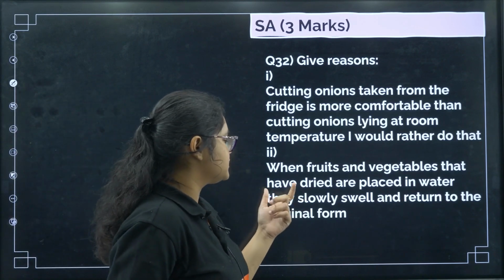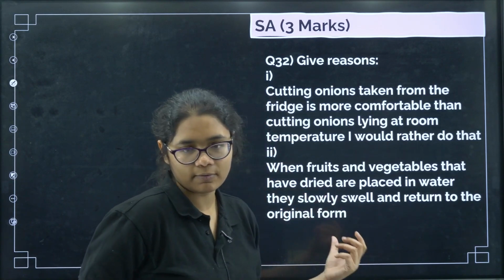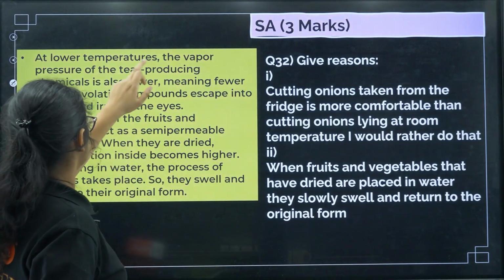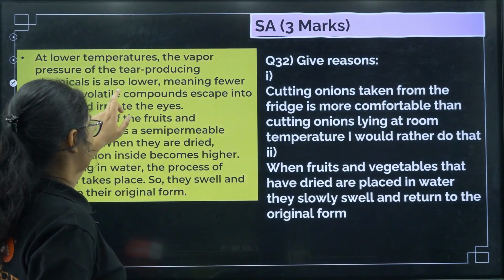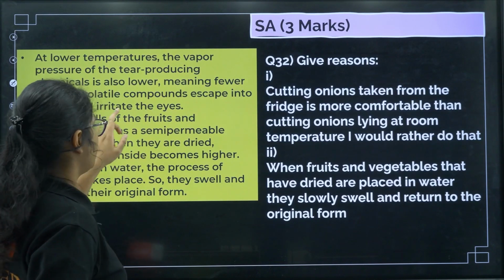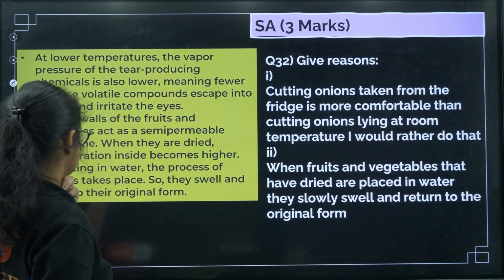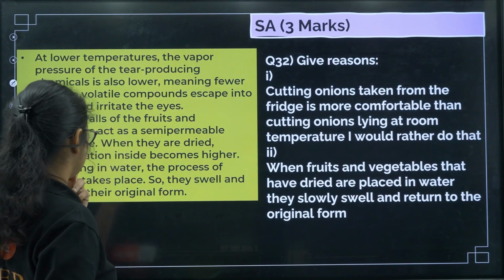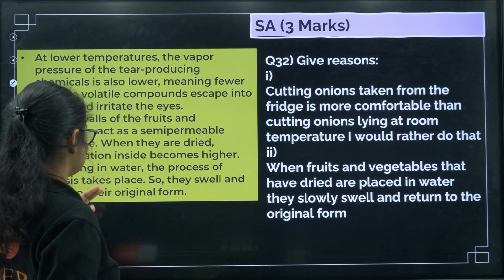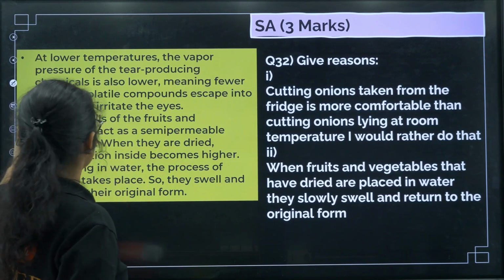Next, when fruits and vegetables are dried and placed in water, they slowly swell and return to their original form. This is due to endosmosis. Okay. So, you can see here at lower temperature, the vapor pressure of the tear producing chemicals is lower, meaning fewer of these volatile compounds escape into the air and irritate the eyes. Next one, the cell walls of the fruit and vegetables act as a semi-permeable membrane. When they are dried, the concentration inside becomes higher. On placing in water, the process of osmosis takes place, so they swell and return to their original form.